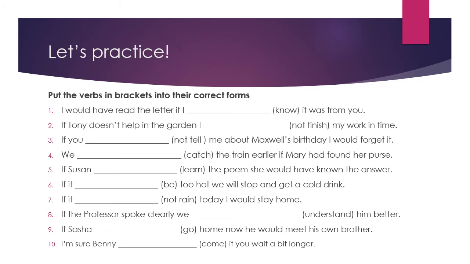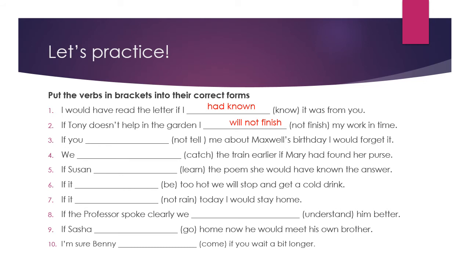The first sentence: I would have read the letter if the space, it was from you. So we can guess that this sentence is the third conditional. If I had known. The second sentence: if Tony doesn't help in the garden, I, the space, not finish my working time. So I will not finish. Sentence number 3: if you, the space, me about Maxwell's birthday, I would forget it.